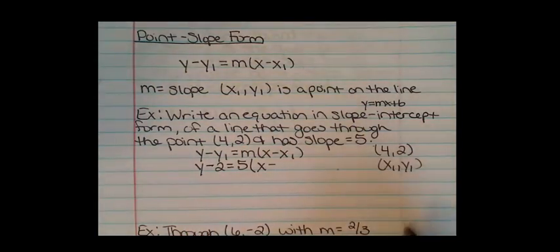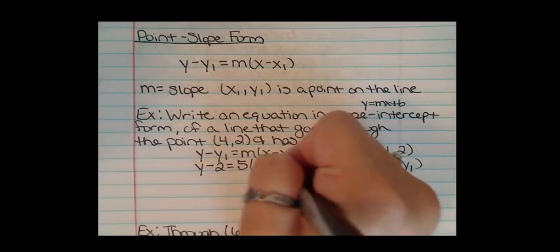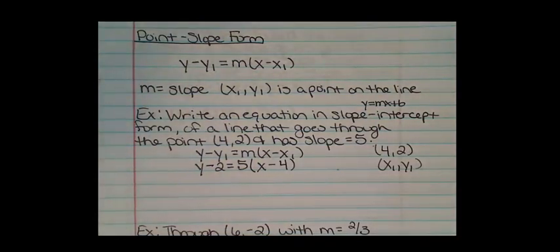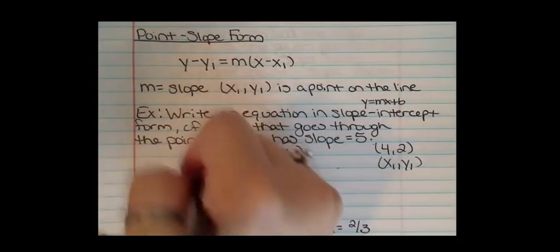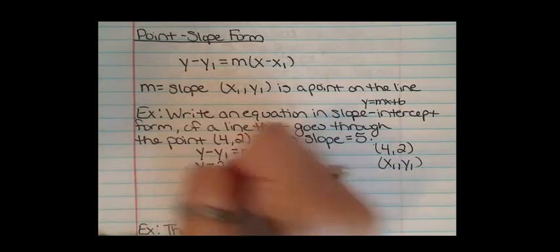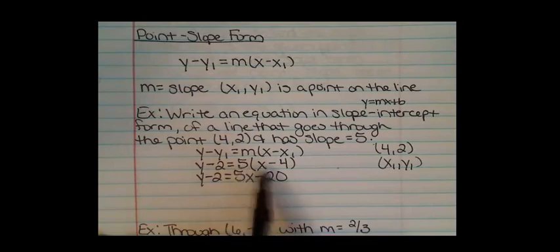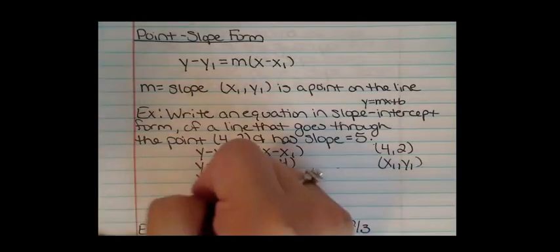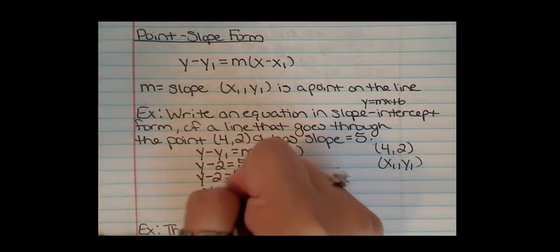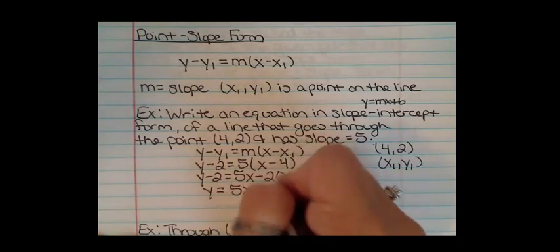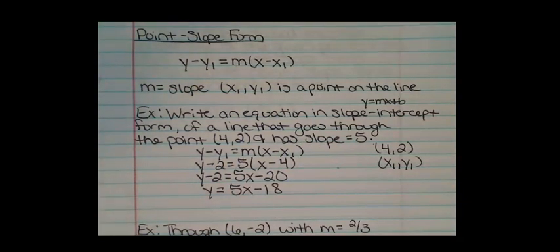Now we just need to solve this equation for y in order to get it into the slope-intercept form. So we have y minus 2 equals 5x minus 20, just distributing the 5. Add 2 to both sides, and you get y equals 5x minus 18. And that is our y equals mx plus b form.